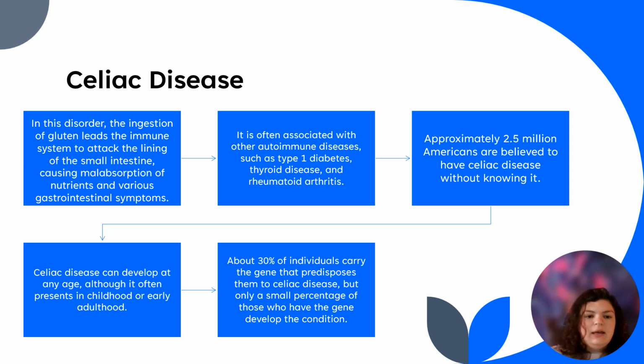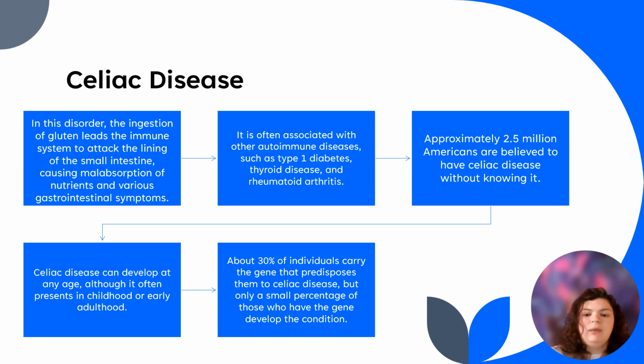Celiac disease is a disorder where the ingestion of gluten leads the immune system to attack the lining of the small intestine, causing malabsorption of nutrients and various GI symptoms. It is often associated with other autoimmune diseases such as type 1 diabetes, thyroid disease, and rheumatoid arthritis.